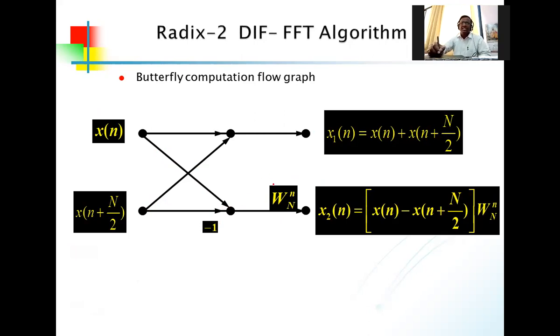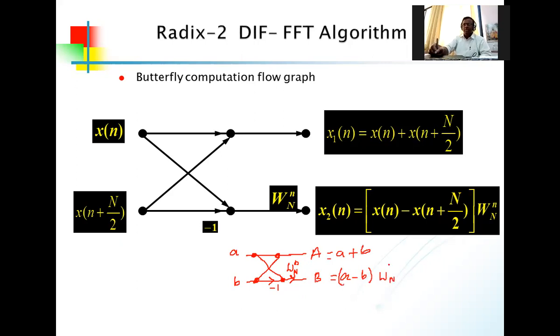The main difference in this butterfly diagram of DIF and DIT is, or else in simple way we can write it this way. So for the simple value we are writing the butterfly diagram for this as, this is -1, and here if I have a and here b, and here the multiplier we are having, that is wn to the power n, and the output we will get is a equals to a plus b, and b is equal to, we have to be very careful that it is a minus b, the whole bracket is multiplied with wn to the power n.